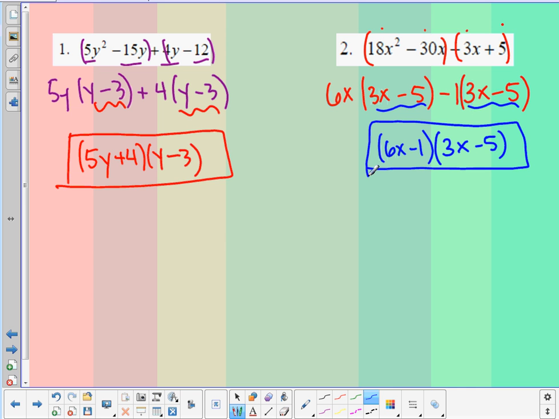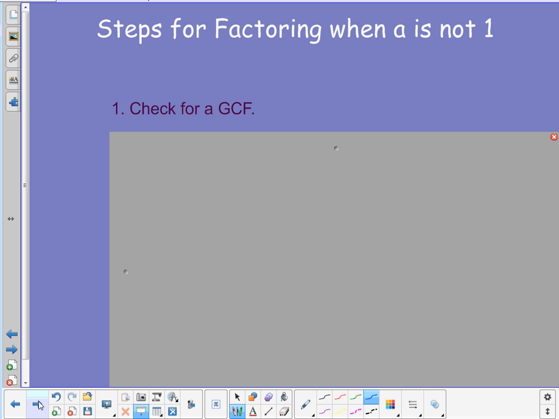Okay, so now these were polynomials with 4 terms, but the problem is what happens when we factor a trinomial that only has 3 terms, because I can't group them if there's only 3. So here is our process for factoring with a trinomial.